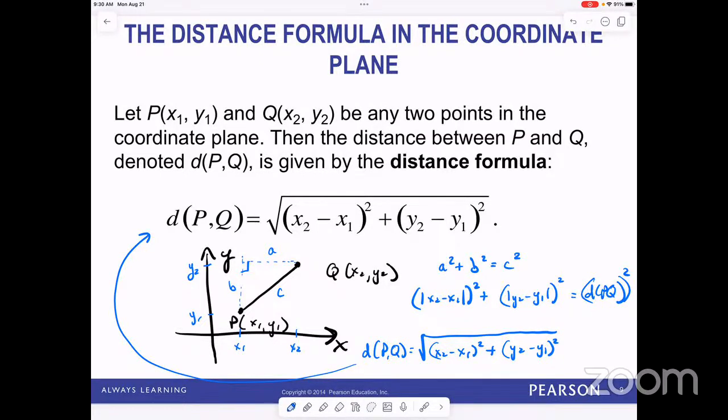Like if you know A squared plus B squared equals C squared, and you get the connection between the Pythagorean theorem and the right triangle created by 2 points, then you can do this little narrative to generate the distance formula, right? Or you could just commit the distance formula to memory.